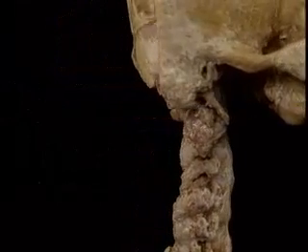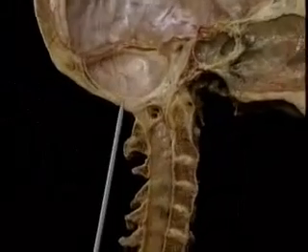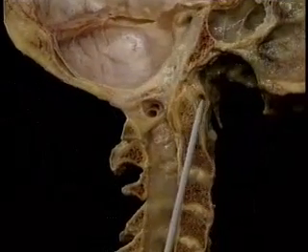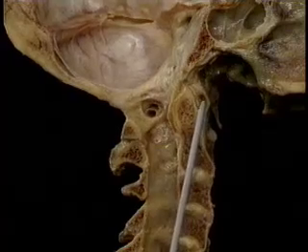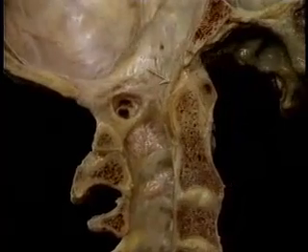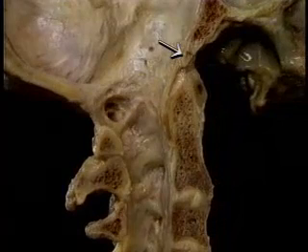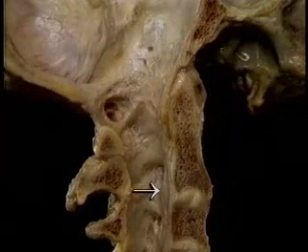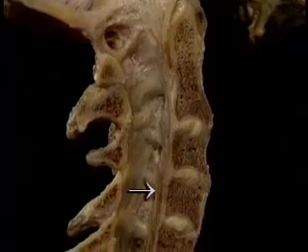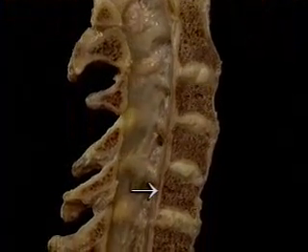To get a different view of it, we'll look at a specimen that's been divided in the midline. Here's the foramen magnum. Here's the anterior arch of the atlas. Here's the odontoid process. Here's the tectorial membrane. It's attached to the base of the occiput and to the body of the axis. Continuing as the posterior longitudinal ligament, it's attached to the backs of the vertebral bodies all the way down the spine.